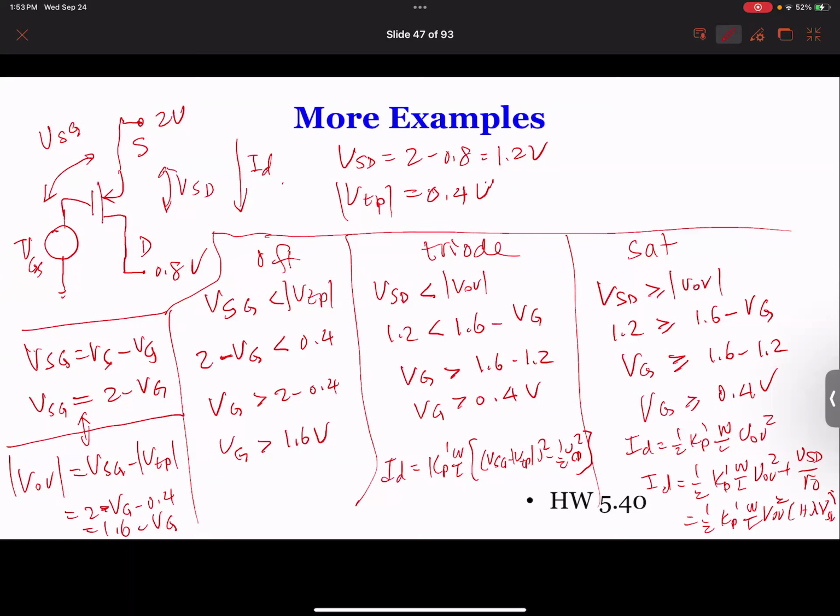So that's this example. I think it's very simple. It's very similar to the one that we did in the video example. Here we just recapped the three different relations: whether VSG is larger than VTP, and whether VSD is larger than or less than VOV, to determine the three different operating regions. Okay.